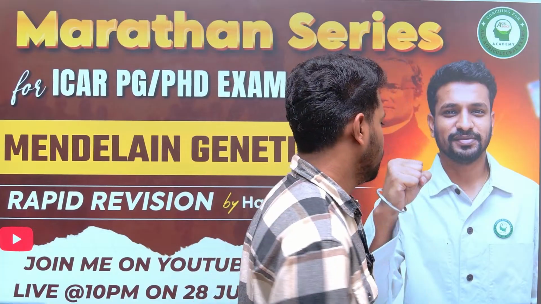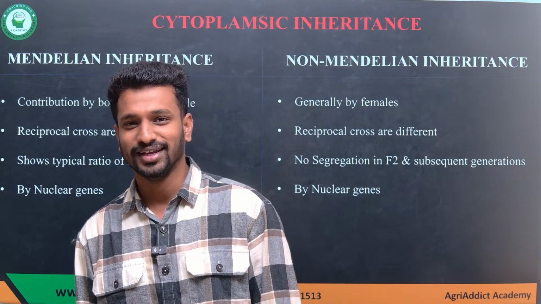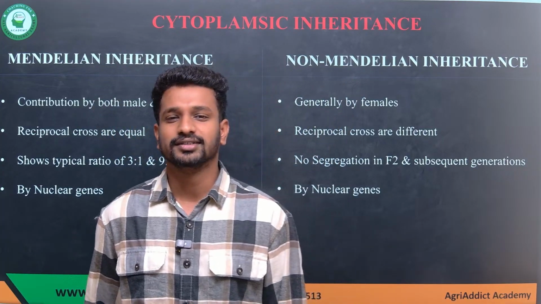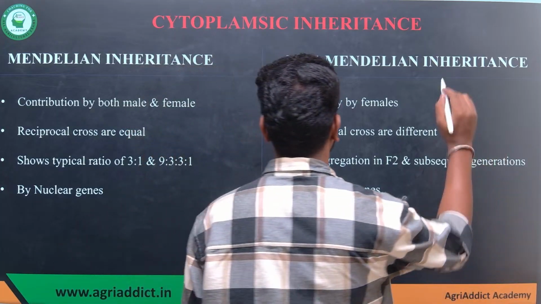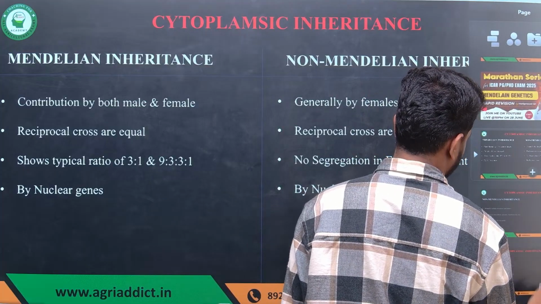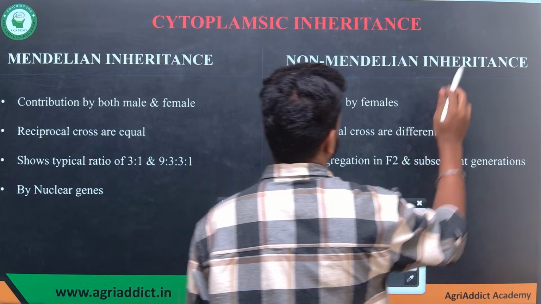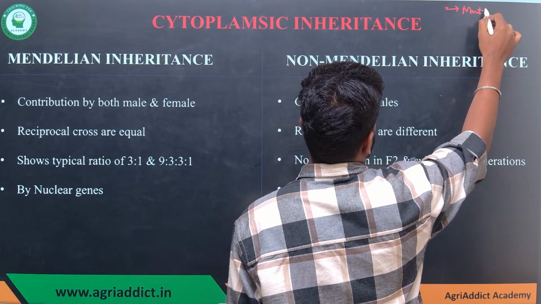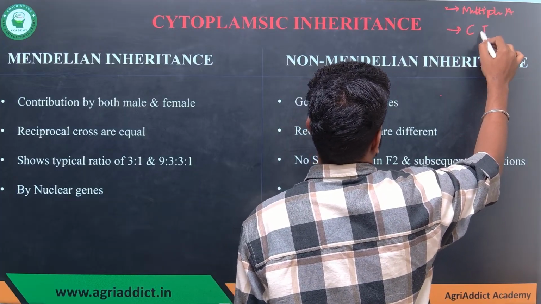Now I will be again starting with the cytoplasmic inheritance, because in yesterday's marathon series, I was not completely comfortable with the way I discussed the cytoplasmic inheritance. I'll be discussing only two topics today. The video will not be too long since it's almost 10:30. I'll not take much time, but I'll discuss each and everything in detail so that it should be easy for you to revise. One is regarding the multiple alleles, and the second one is regarding the cytoplasmic inheritance.